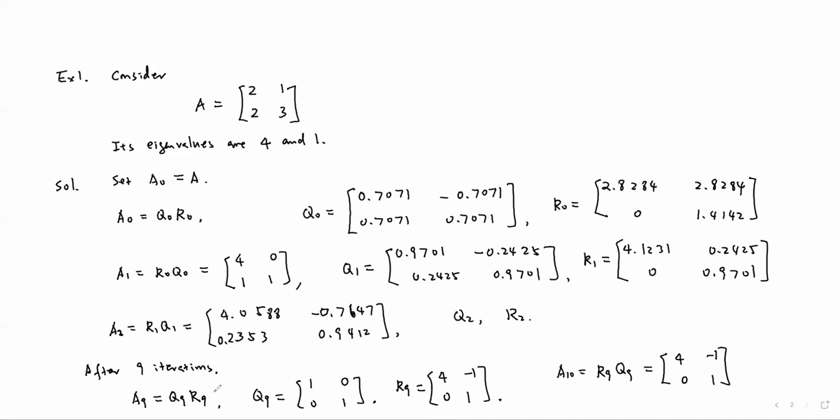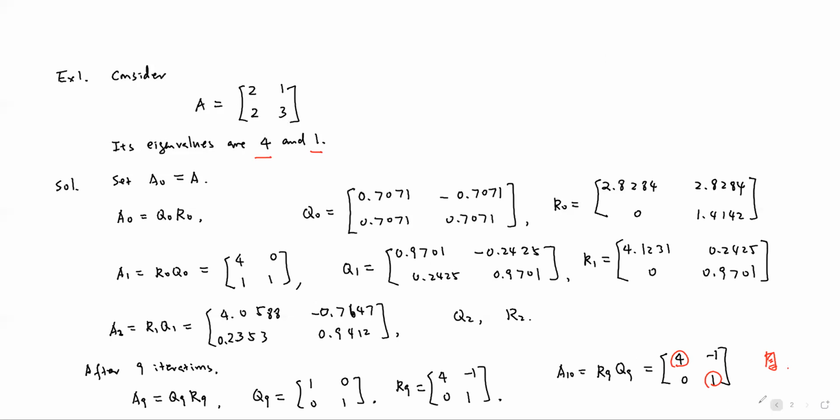So after 10 iterations of the QR algorithm, we get A10. A10 is upper triangular, and its eigenvalues are 4 and 1. Exactly, the exact eigenvalues of this matrix are 4 and 1. After 10 iterations, we get 4 and 1. This is the QR algorithm.